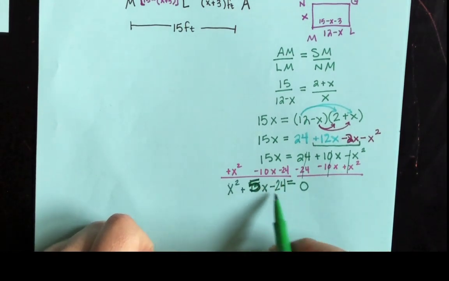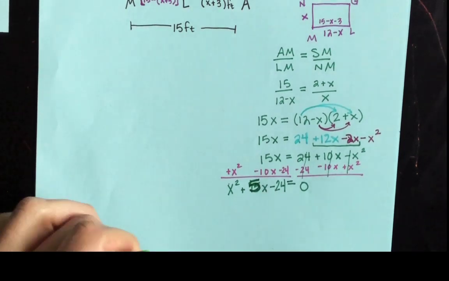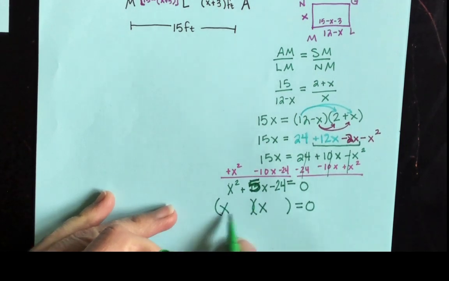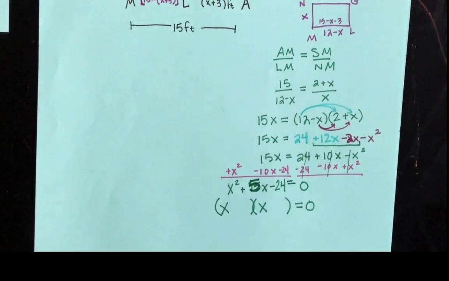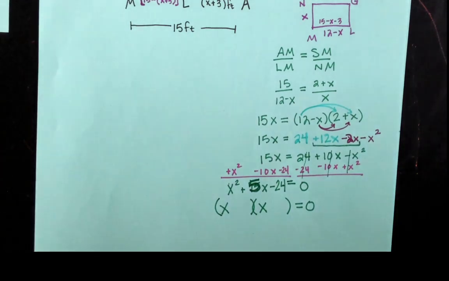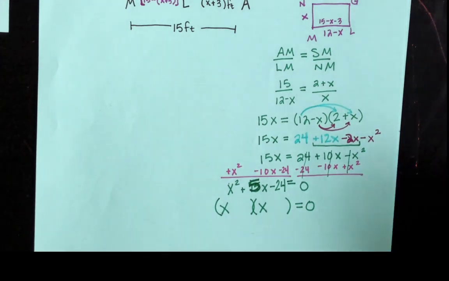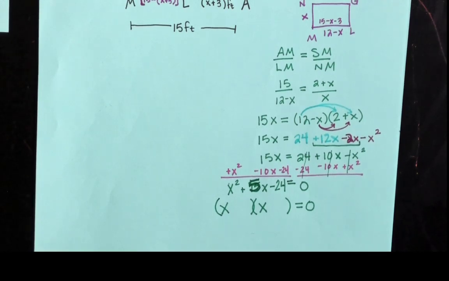So we want to make sure what times what is negative 24, but adds up to 5. So what are the two factors of negative 24 that, if I add those numbers together, will get me a positive 5 in the middle? I'll do the hard part. X times x is x squared. Does anybody know what two numbers are going to multiply together to get me negative 24, but add up to 5? What times what is negative 24, but if I add the two numbers together, I get a positive 5.